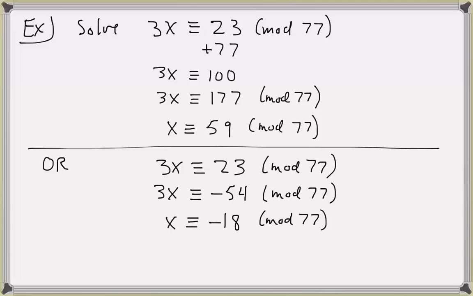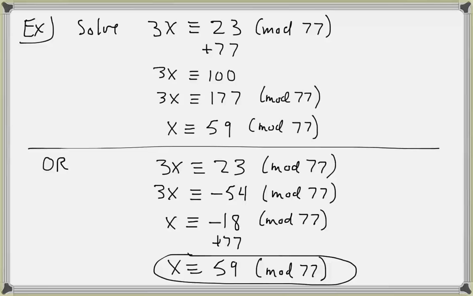And negative 18 is congruent to 59 mod 77. Again, we often write our solutions to congruences as a number between 0 and 1 less than the modulus. So I want to add 77 to get that x is congruent to 59 mod 77. So either one of these is a solution. I just wanted to show you another solution where we're involving negative integers.